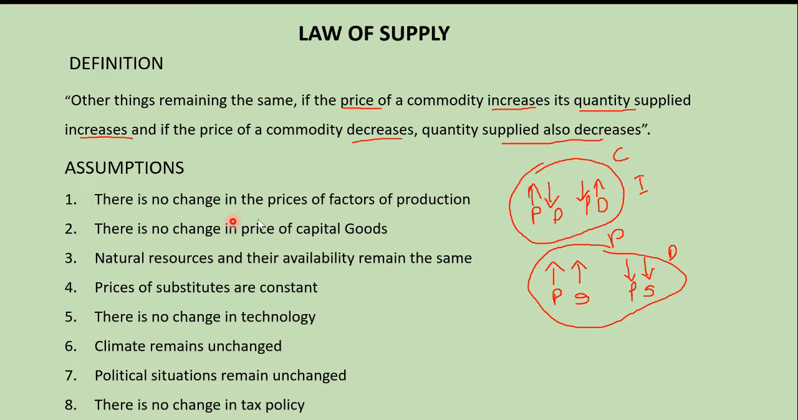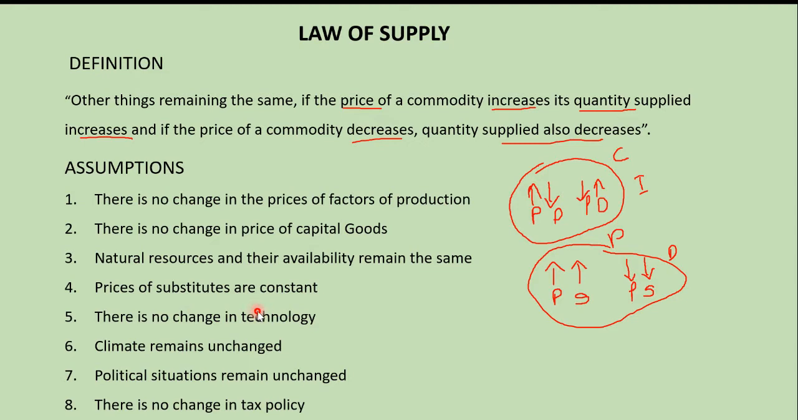There is no change in the price of the factors of production. Factors of production are the land, labor, capital and organization. அதனுடைய விலையில எந்த விதமான மாற்றமும் இல்லை. There is no change in the price of capital goods. Natural resources and their availability remain the same. There is no change in the availability of natural resources.